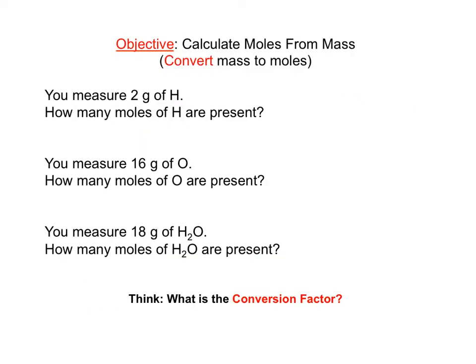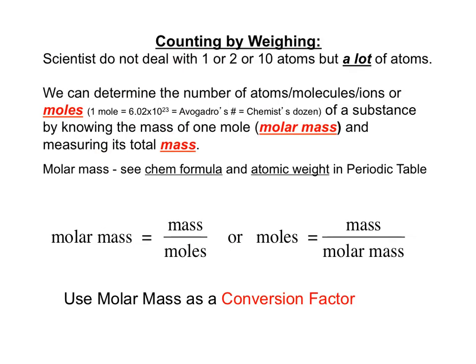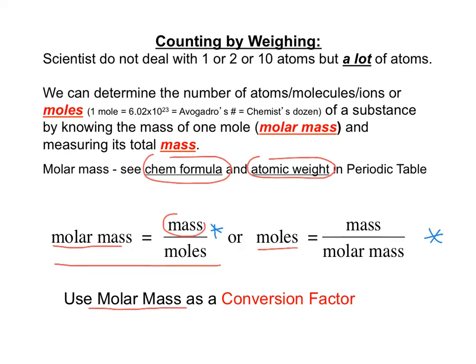So if we know the mass of any substance, how do we calculate the moles of that substance? What is the conversion factor in each case? The conversion factor is the molar mass of that substance. Molar mass is defined as the mass of 1 mole of that substance. The molar mass of a substance is determined from the chemical formula of that substance and the atomic weight of the elements in that compound. So if we know the mass of a substance and its molar mass, we can rearrange this equation and solve for moles. Remember these formulas.